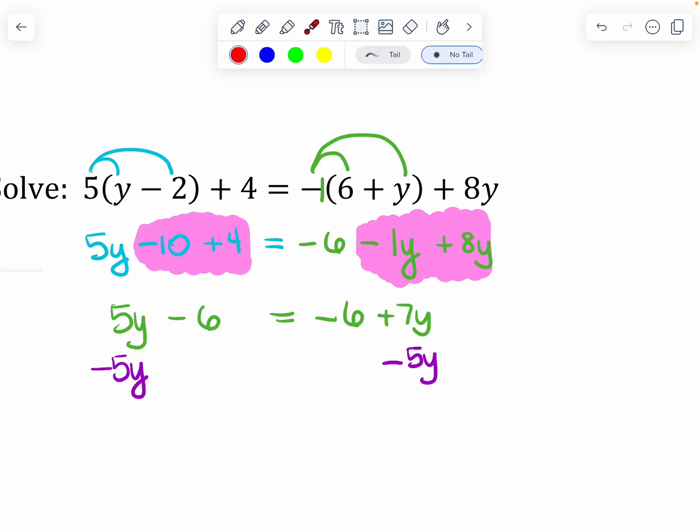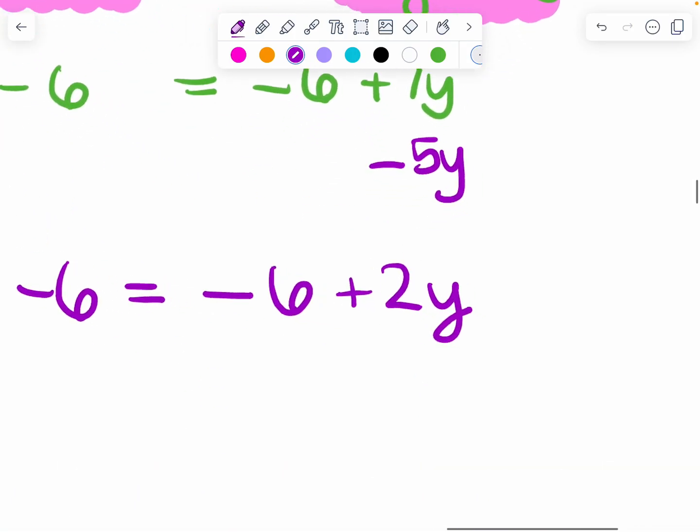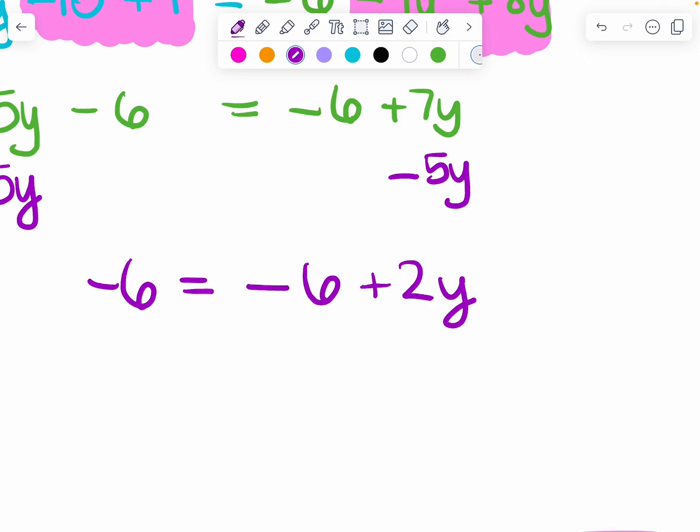So now, the purpose of that was to move this from over here, make it disappear, which it does because 5y's take away 5y's means no y's are left here. So it's just a negative 6 over here. And on the other side, there's another negative 6. That's weird, but that's okay. And then 7y's take away 5y's. 7 minus 5 is 2y's. Yay.